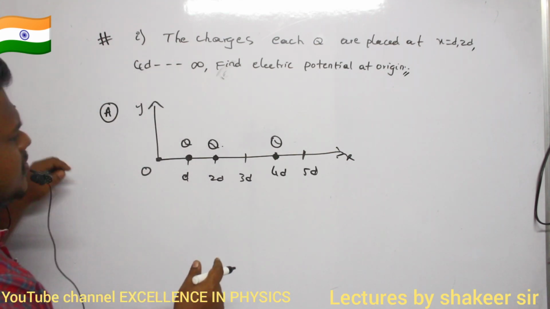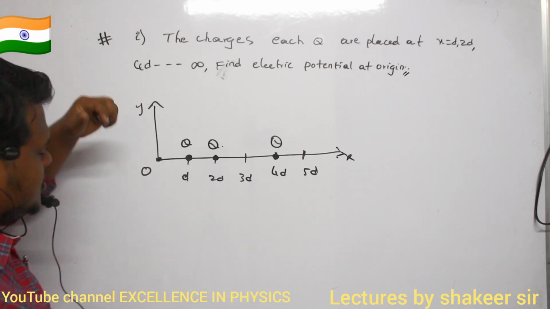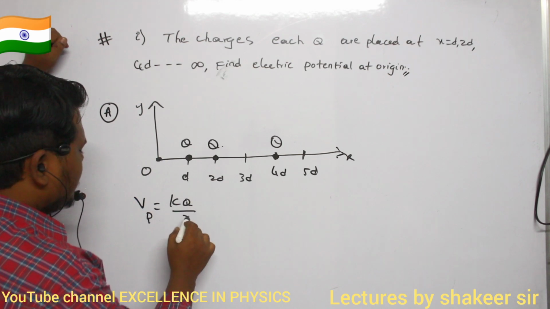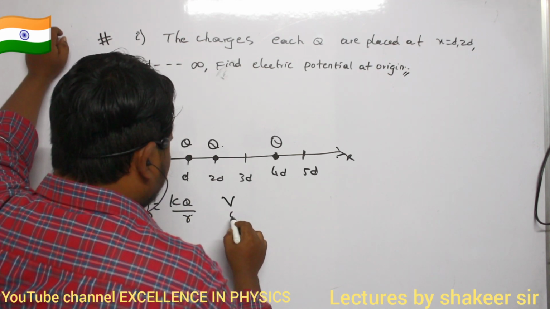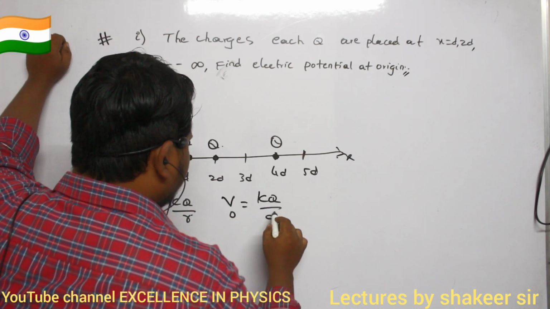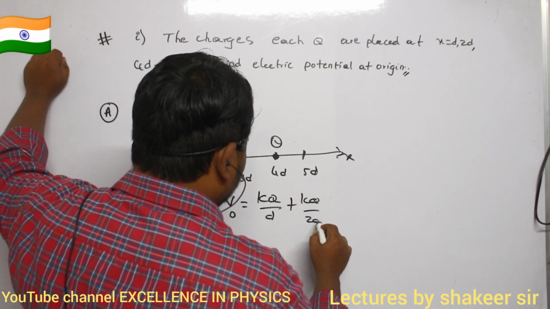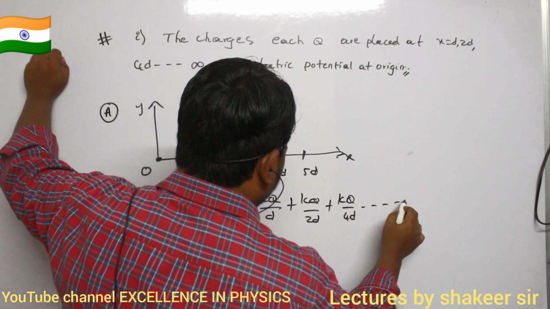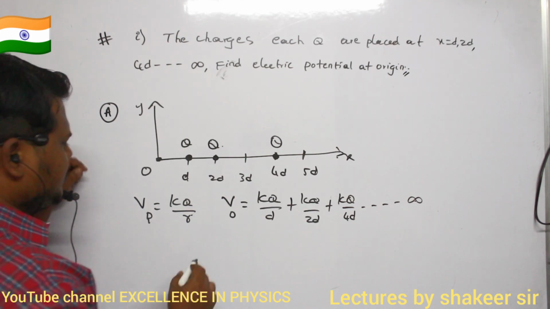Then I want to calculate the total electric potential at the origin. How can I calculate it? It is KQ divided by R only, due to a single charge. So the electric potential at the origin: due to the first charge, it is KQ divided by d. Due to the second charge, KQ divided by 2d. Due to the third charge, KQ divided by 4d, and it goes on up to infinity. What are the terms which are common here?